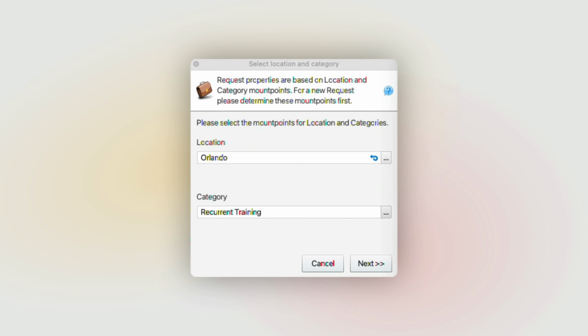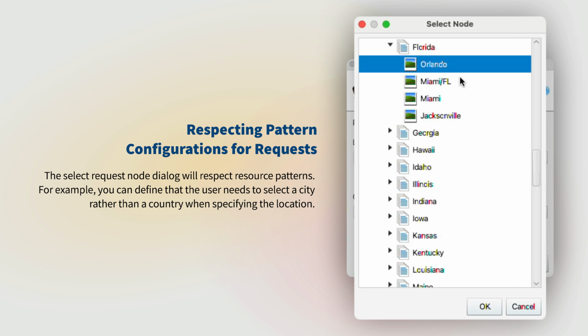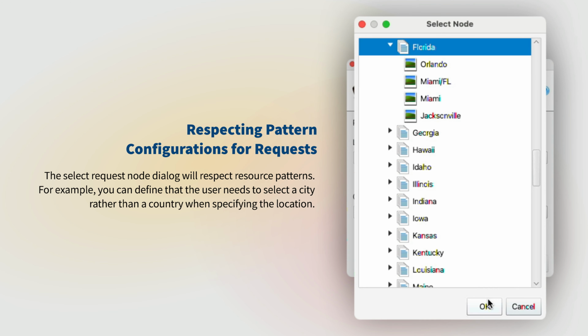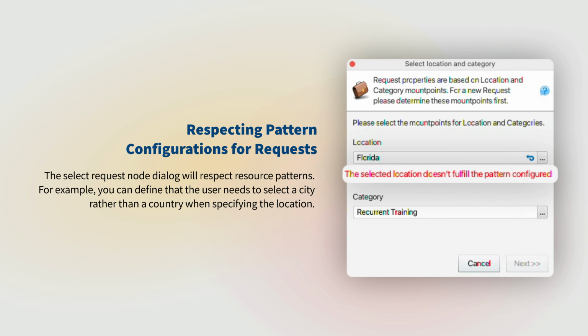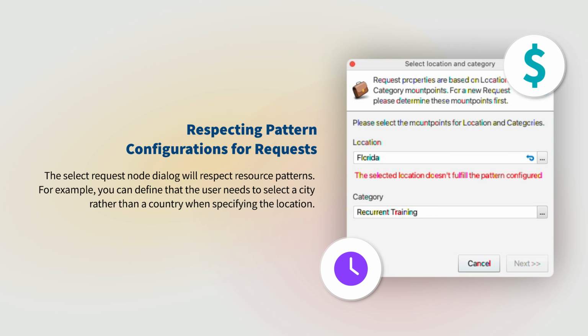The Select Request node dialog will now respect resource patterns, so, for example, you can enforce that the user needs to select a city rather than a country when specifying the location. This will ensure that travel time and cost configurations are correctly calculated.